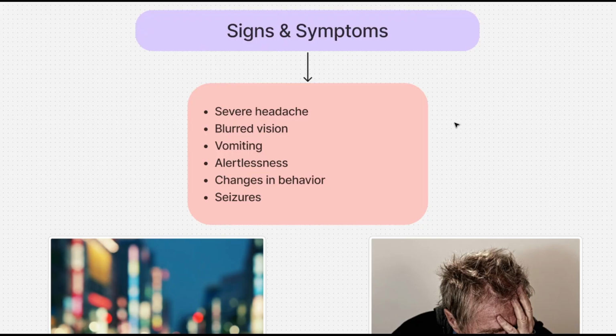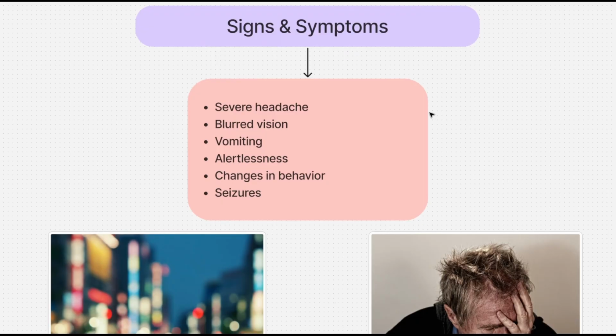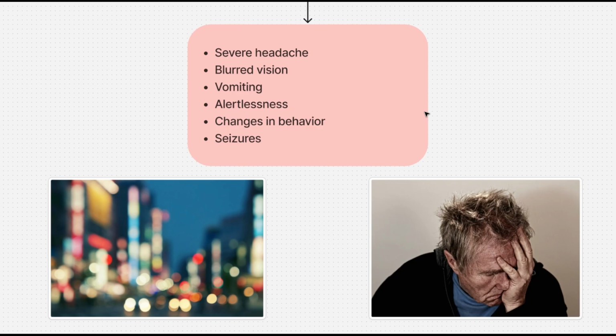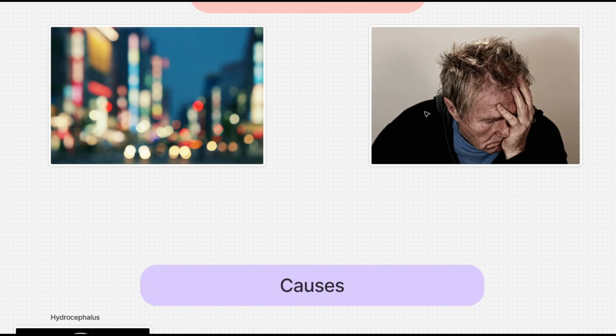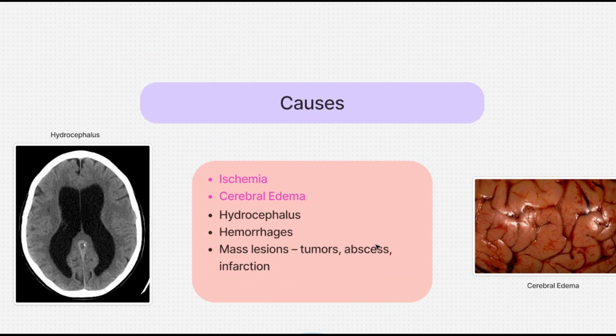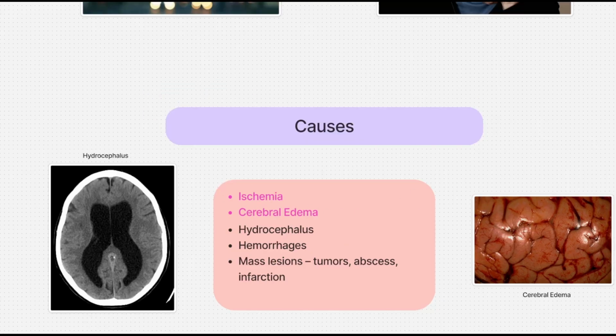Now, we won't be talking much about each of these signs and symptoms. These are just general information for you to know. But what we'll be discussing next is the causes. Now, you can see here we have a few different causes: ischemia, cerebral edema, hydrocephalus, hemorrhages, and mass lesions.